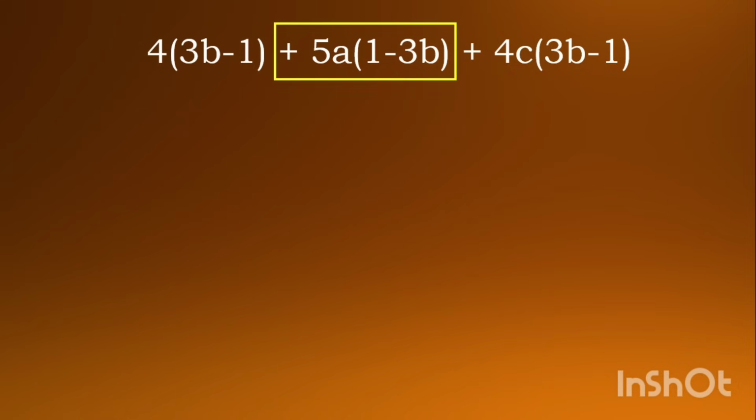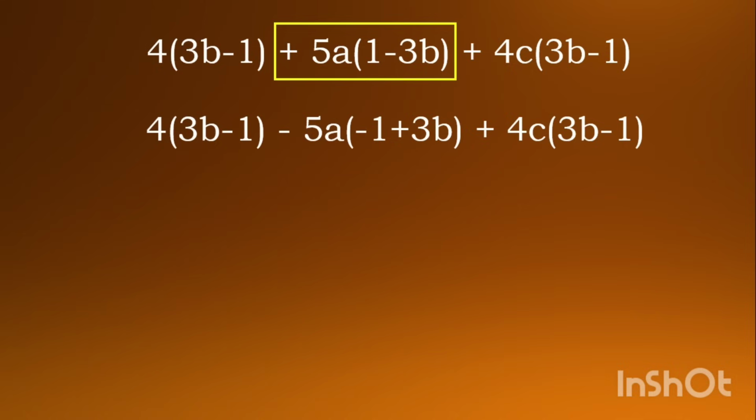So, paano natin gagawin yon? Ita-times natin siya by negative 1. Kaya ang mangyayari, magiging negative 5a times negative 1 plus 3b plus 4c times the quantity of 3b minus 1. So, ayan na yung nangyari. So, simula dun sa taas, tinimes lang natin siya by negative 1, kaya naging negative 5a. Si 1 naging negative 1, si negative 3b naging positive 3b.